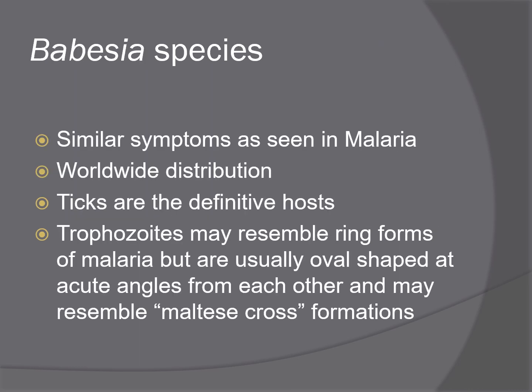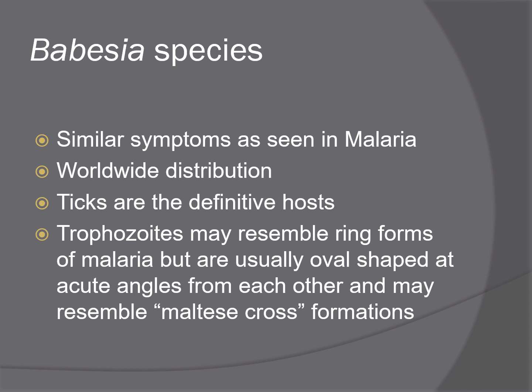Babesia causes Texas cattle fever. They have similar symptoms as seen in malaria, and there is a worldwide distribution of Babesia. Ticks are the definitive host. There's actually over 100 species of Babesia, and a person may be infected with 2 or 3 Babesia species at the same time. Tick bites an infected rodent, and then the tick is now the intermediate host.